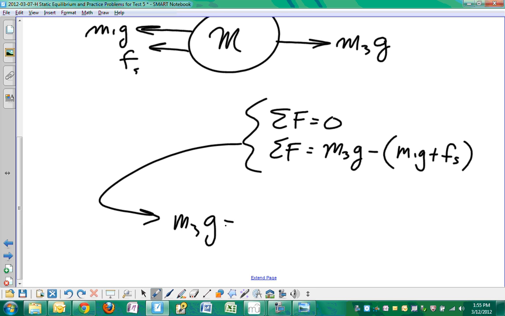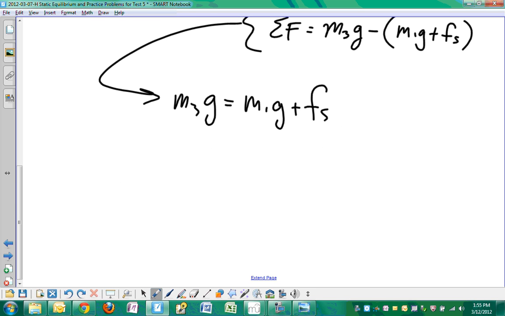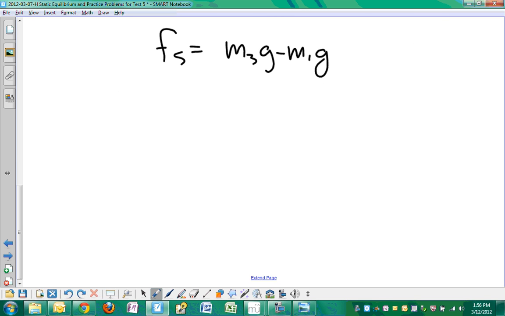M3G is equal to M1G plus static friction. Whoa, that is not an F. That was a squiggle. Static friction. And static friction is going to be equal to M3G minus M1G. And since static friction is going to be equal to mu static times the normal force acting on block 2, which we already decided is just M2G, we get this right here.